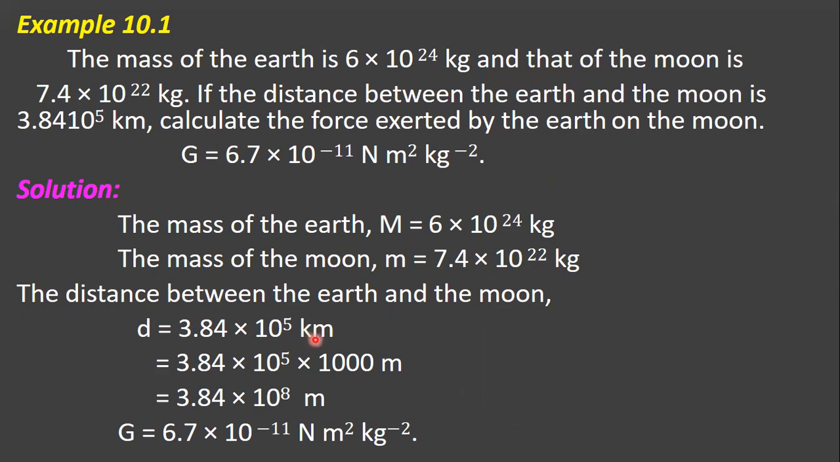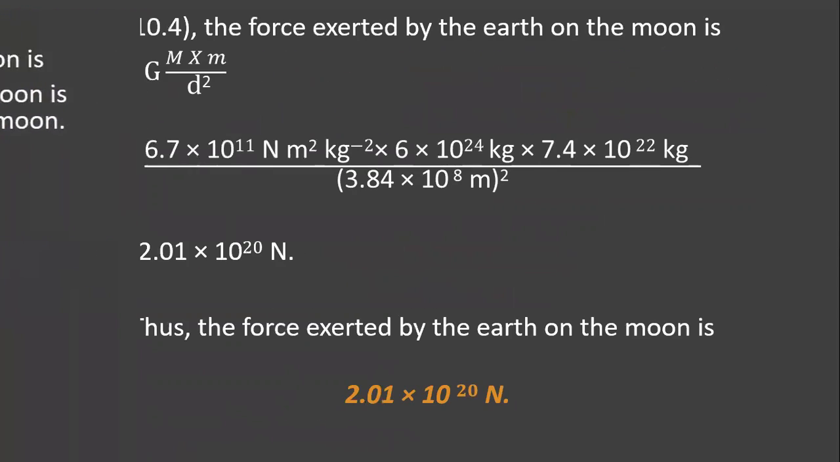Now you convert this into meter, children. That is 3.84 into 10 raised to 5 into 1000 meter. You will get 3.84 into 10 raised to 8 meter. The gravitational constant is G equals 6.7 into 10 raised to minus 11 Newton meter square per kg square. Now you have to calculate the force exerted by the earth on the moon. From equation 10.4, which we have already studied in the previous class, F equals G M m by D square. Now substitute the values here.